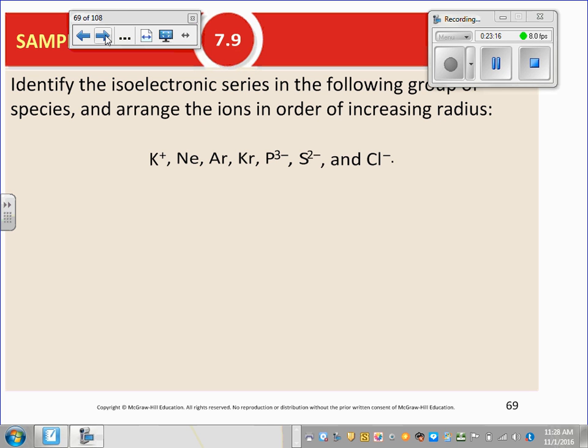So, looking at this, which one has the highest positive to negative ratio? Potassium, K plus. So that's going to be the smallest one, because we have to do them in increasing order, so let's start with the smallest one. So K plus is going to be the smallest. What's going to be next? Chlorine, because chlorine has 17 protons. Then sulfur, 2 minus, and then of course what's left is phosphorus, 3 minus.